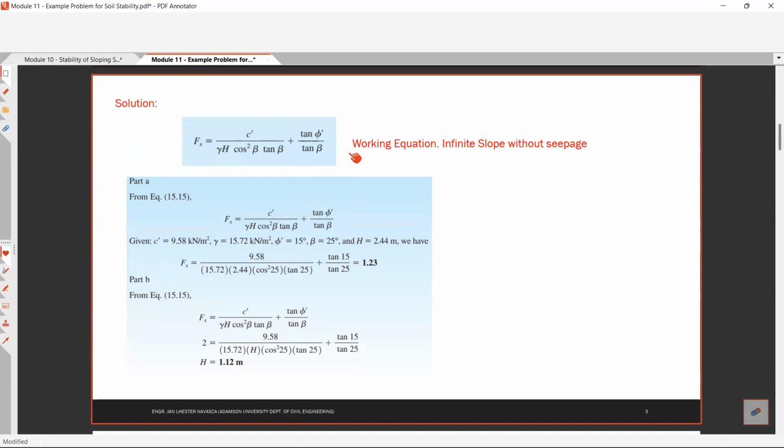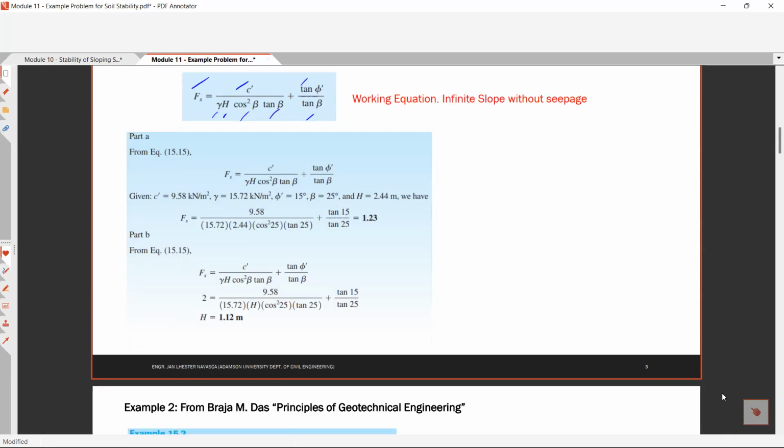Okay? So, going back to the working equation, let us check what we are still missing. C, we have your cohesion value still the same. Your gamma still the same. H, unknown. Beta, tangent phi, tangent beta, and the factor of safety. Okay, so therefore, by direct substitution, we can get this value of H, which is equal to 1.12 meters.